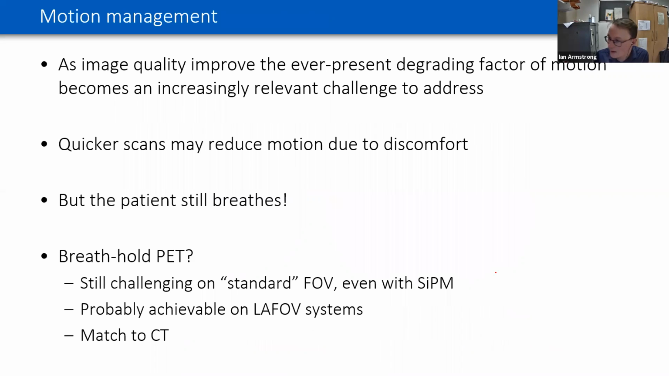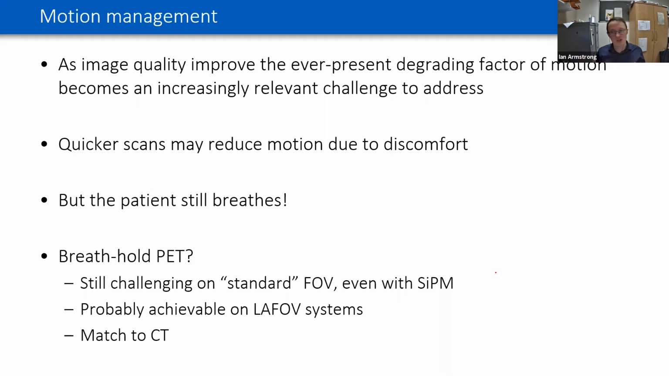Finally, as we start to wrap things up, we've seen that we can have lots and lots of improvements to our images. We can increase our image quality, we can reduce the noise, we can improve the signal. Of course, the patient still moves. Now, we can scan faster if we have patients that are in pain.